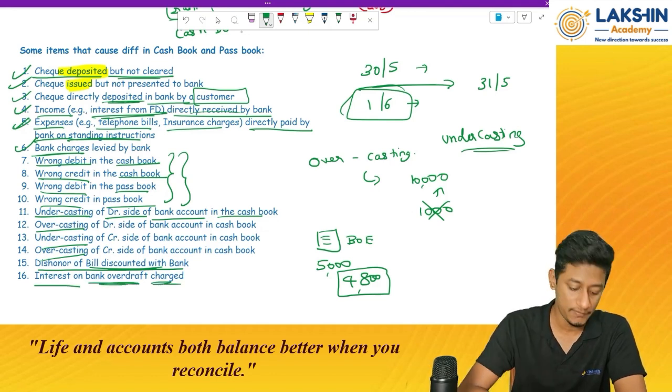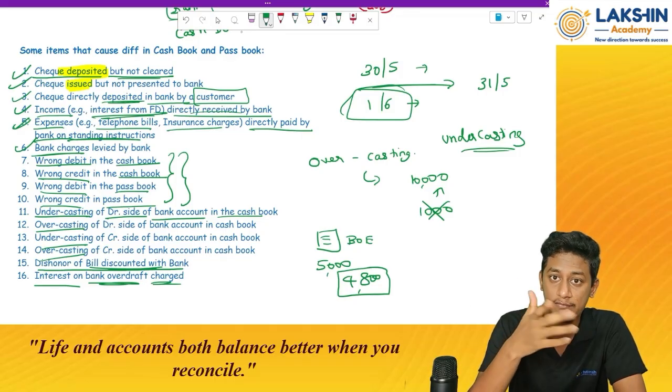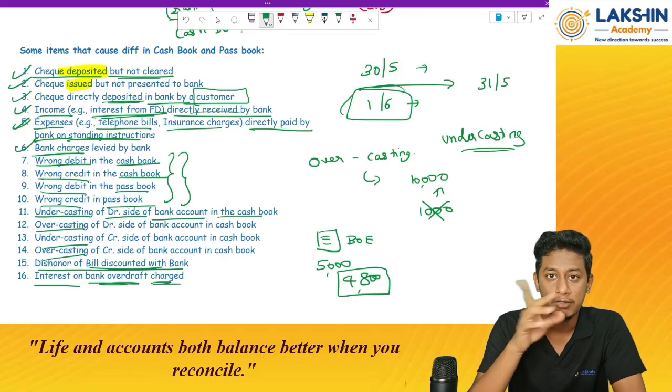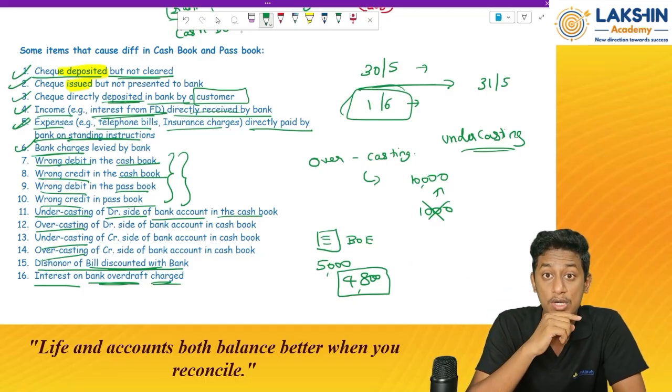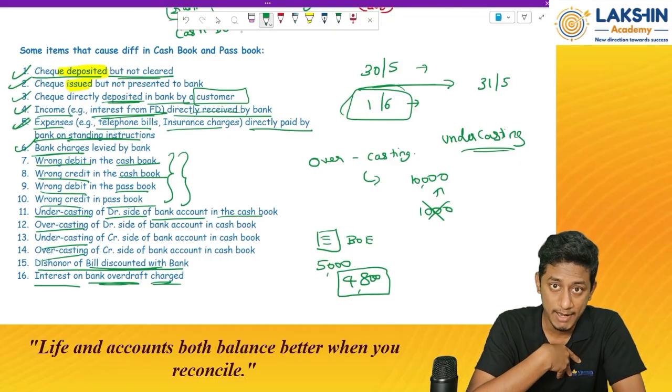So what is bank overdraft? I can overdraw my account. Let's say I had a balance of rupees 5,000, but I am withdrawing rupees 8,000. The bank has only 5,000 rupees, but I am withdrawing 8,000 rupees. How, sir? Because I have an OD facility or overdraft facility given by the bank. So 5,000 will be deducted from my balance.